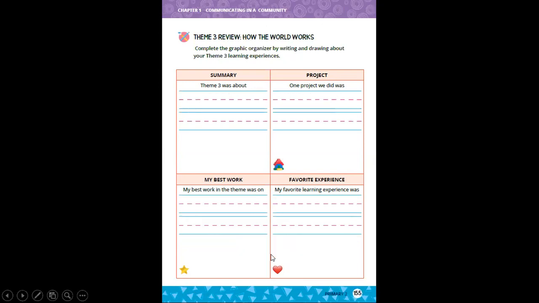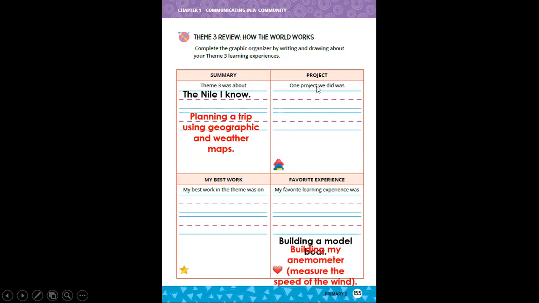Now, turn to the next page and let's remember theme 3 together. Theme 3, we were studying theme 3 together this term. So you should remember. Theme 3 was about the Nile, I know. Do you remember? We studied the map, we studied the legend, we studied different cities around the Nile. Also, we learned how to plan a trip using geographic and weather maps. We learned how to read weather maps, the cloudy sky, the windy weather. I hope you remember. What is the project we did?